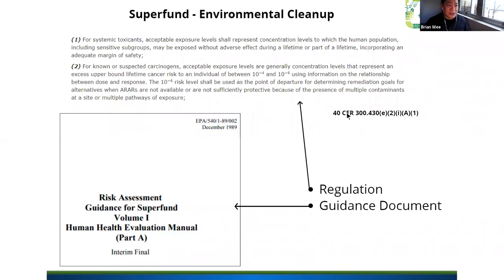You see here 40 CFR. The CFR means Code of Federal Regulations, right? So this is where a lot of science gets built in. As you can see on the screen, there are even numbers here in the regulations: upper bound lifetime cancer risk to an individual of between 10 to the power minus 4 and 10 to the power minus 6 of using information.